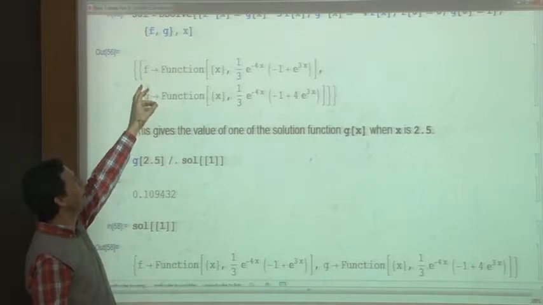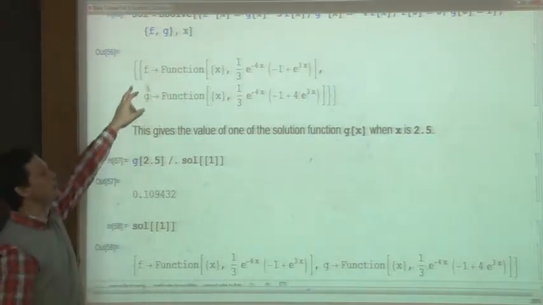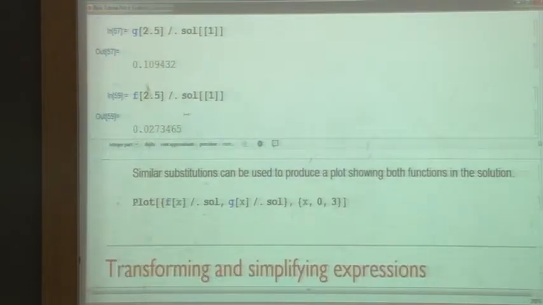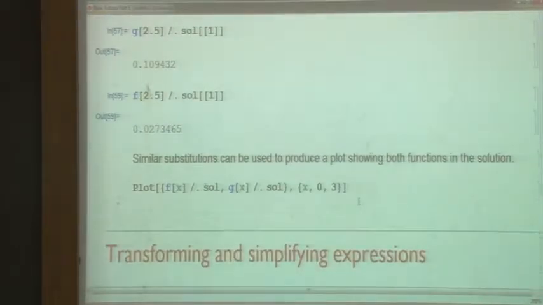Let me ask you something now. How would you extract only the function f from this solution? What would be the command? Part 1, right? If I want to extract g, it would be part 1, 2. But I don't need to do that. I can directly put sol 1 and then just use f, 2.5, replace with sol 1, and I got my answer. And I can do the same for g. So this becomes much easier once you master it. If you don't master it, don't feel bad. It's just a matter of efficiency.